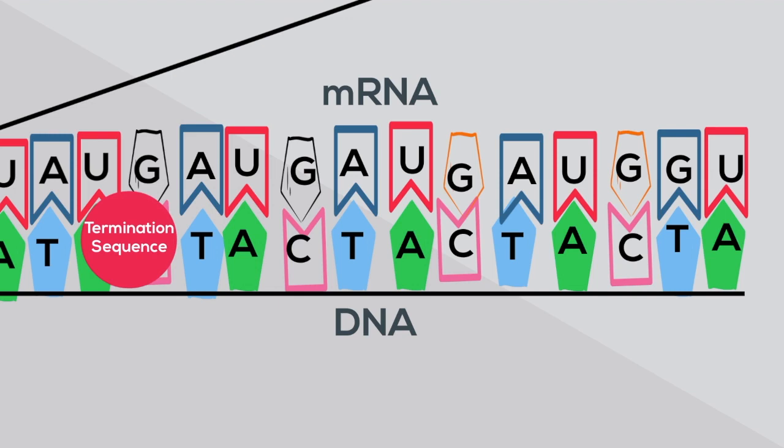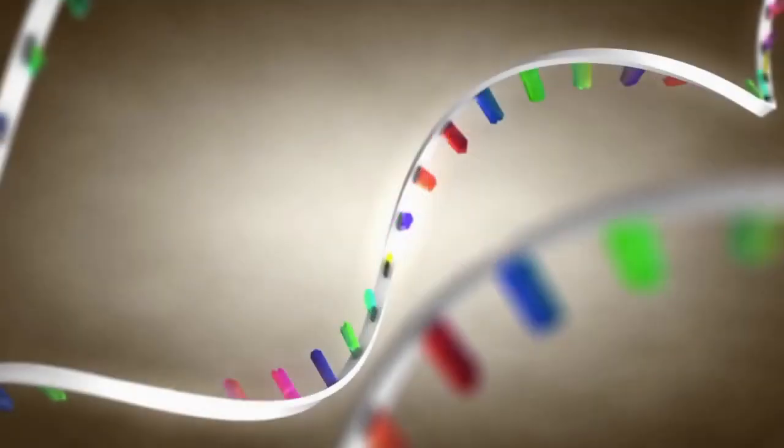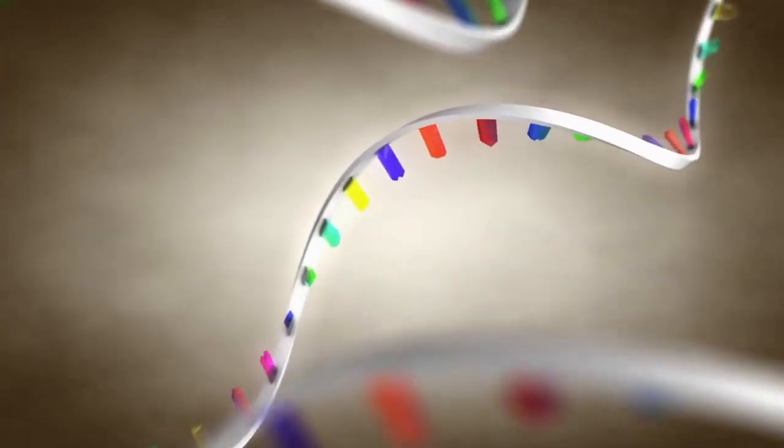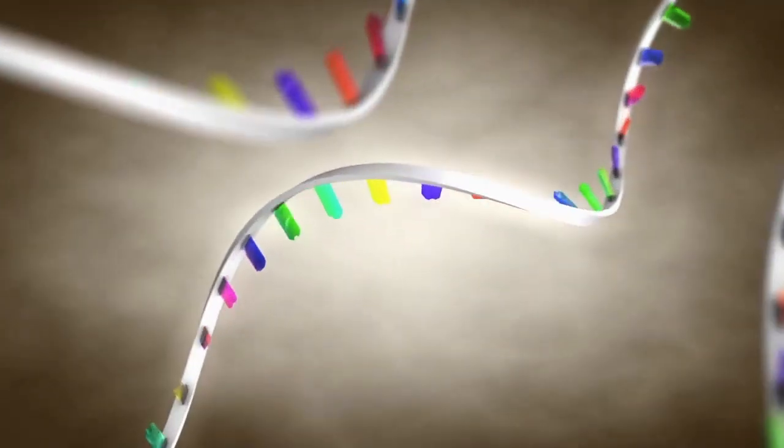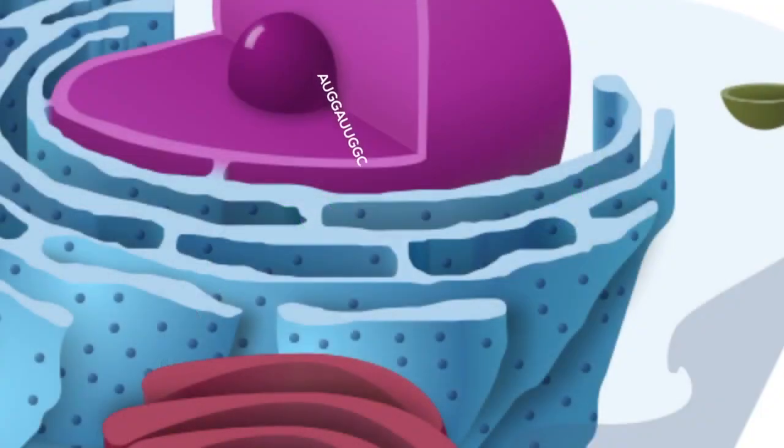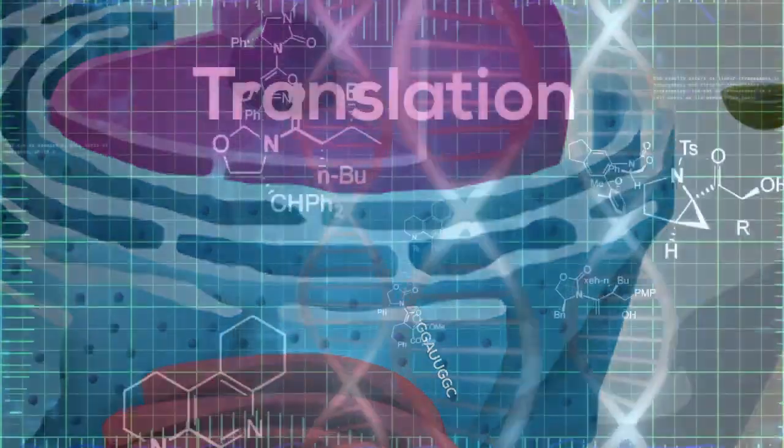The mRNA travels out of the nucleus and into the cytoplasm. The mRNA will eventually find a ribosome in the cytoplasm or one attached to the ER, where the mRNA will begin the next stage of protein synthesis called translation.